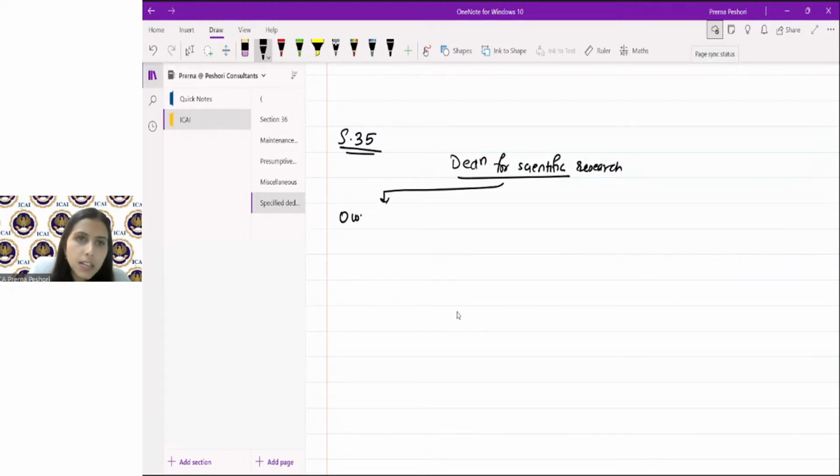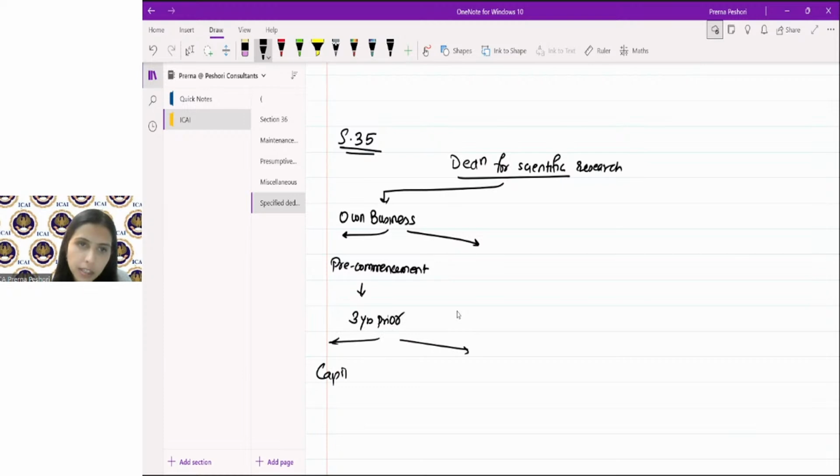If it is for the own business, if it's a pre-commencement, then for the 3 years prior, if it's a capital expenditure prior to the commencement of the business, then it is under 35(2)(1)(a), 100%, other than the land. Clear?